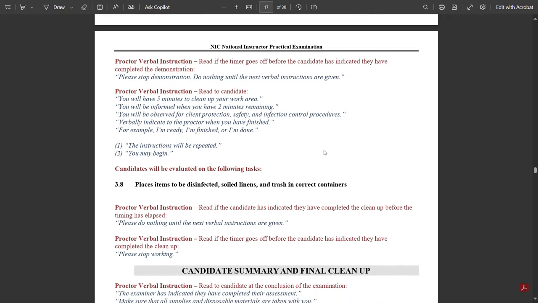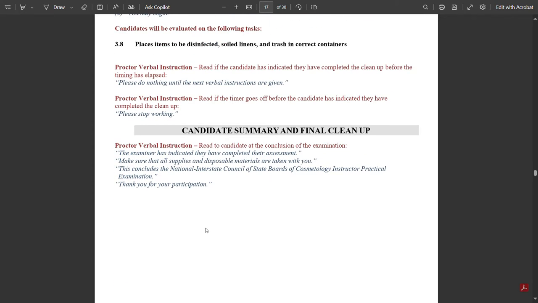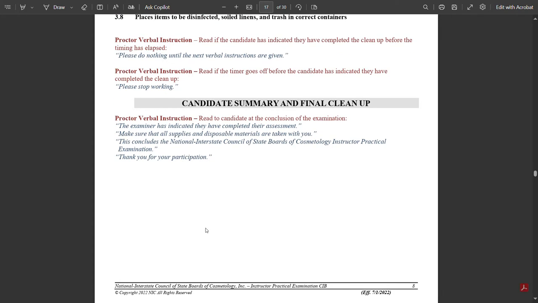And then they will tell you, please do nothing until the next verbal instructions are given. And at that point, they read you the final instructions. The examiner has indicated they have completed their assessment, and you're done. So once they read these final instructions, then you don't have to worry about sanitation anymore. You can just throw everything in your bag and get going. And that is the practical exam.